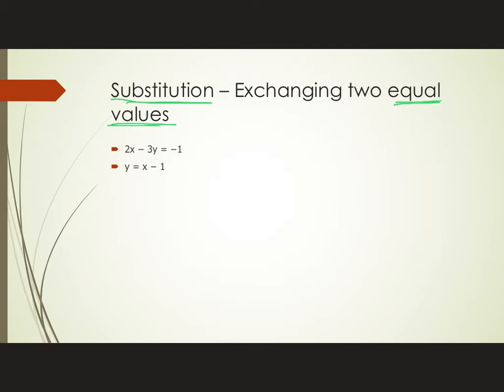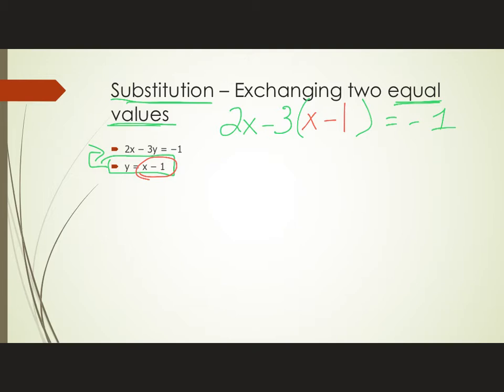I have two equations and they're giving me equal values. If you look at this bottom equation, it's telling me that y is the same as, is equal to, x minus 1. That means that in this top equation, I can put that value in for y. So let's start by rewriting that equation. I've got 2x minus 3 times something equals negative 1. I know that this value right here could go in for y. So instead of y, I can put x minus 1.